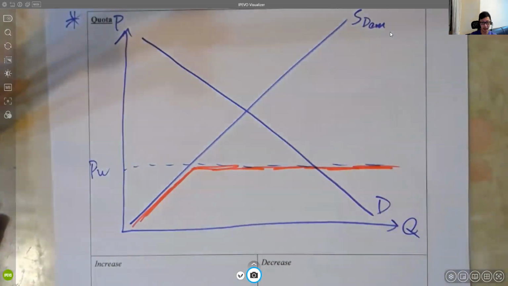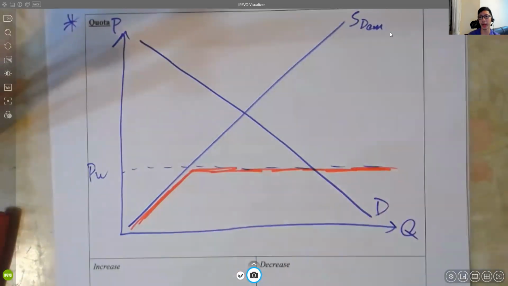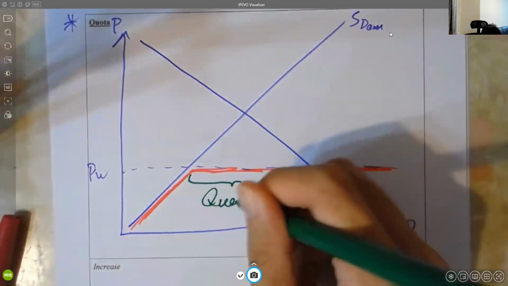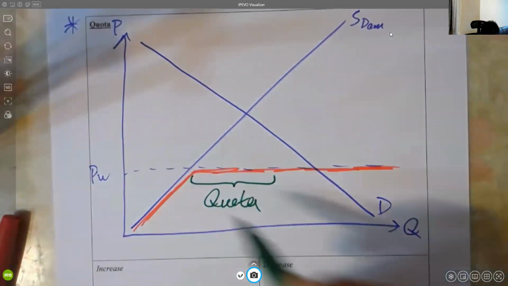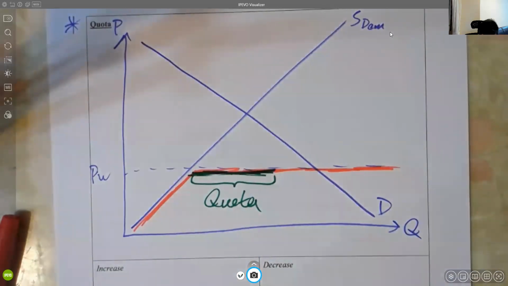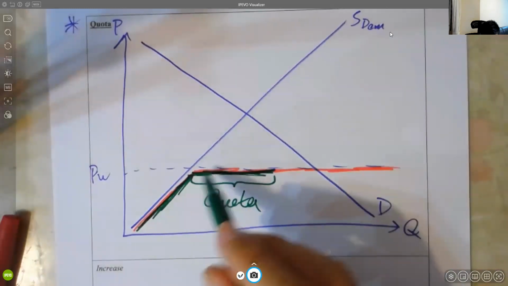Normally this red line, but the thing is, what is a quota? Quota meaning originally it would be infinite. Now quota would limit the amount of imports that we can have. So it shouldn't go all the way to here. Let's say now the government only allows quota of this amount, up to here. Okay? So obviously we still have this part.